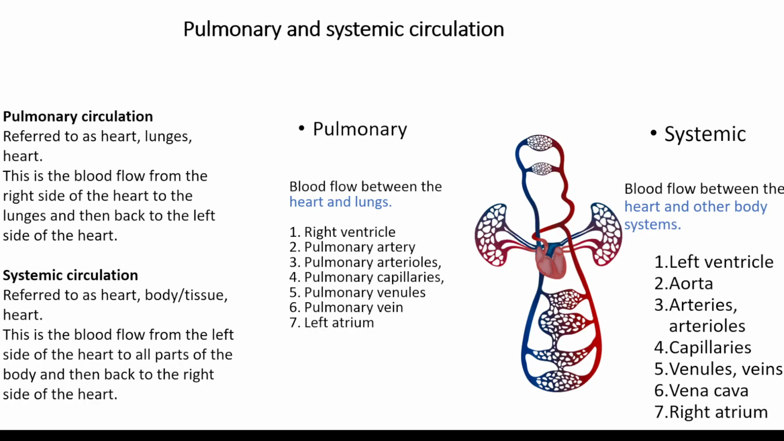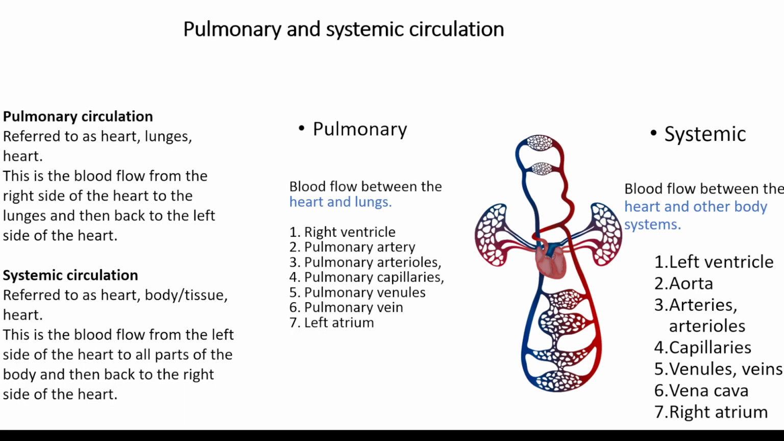A couple of things I just want you to note from this slide here is we need to know that from an anatomical point of view, we break circulation down and put it into two different categories. We have pulmonary circulation and systemic circulation. We know the term pulmonary means lungs. If you look at the word systemic, it sounds like system. So pulmonary circulation is the blood flow between the heart and the lungs. Systemic circulation is the blood flow between the heart and the body's systems.